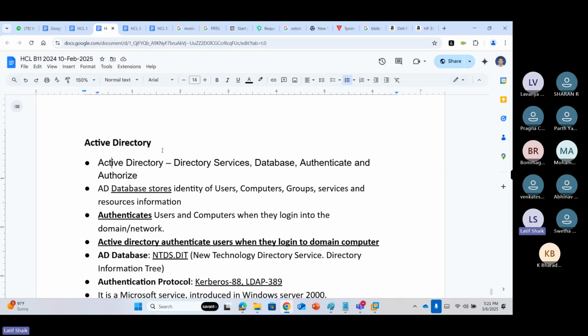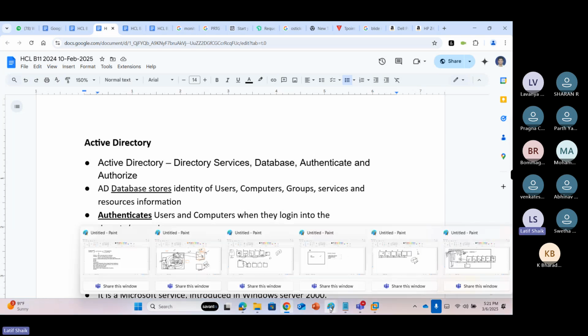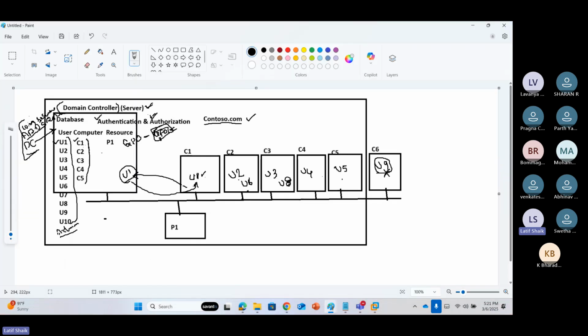So as I said, ADDS. What is this AD? AD means Active Directory. What I installed is Active Directory. This Active Directory service is called a directory service. Two services it will provide. When we discussed the domain controller, I told you two things are in a domain controller: one is the database, another is authentication and authorization.